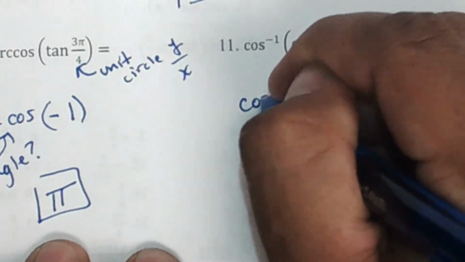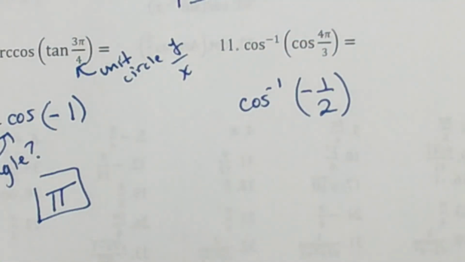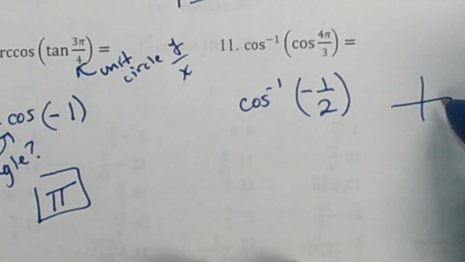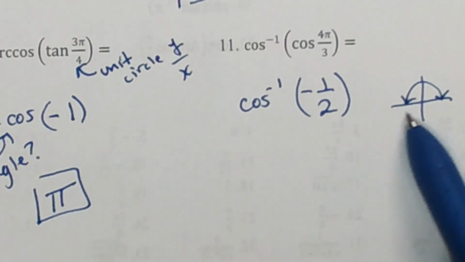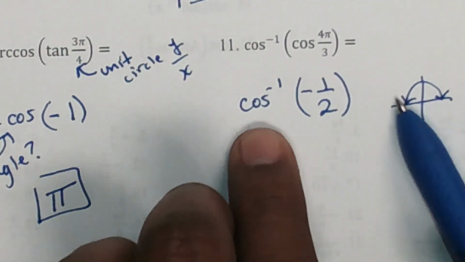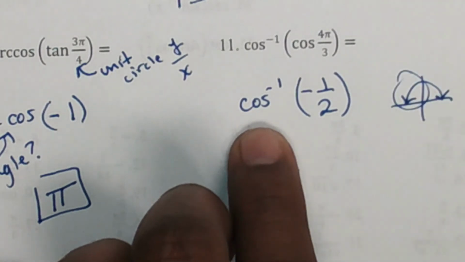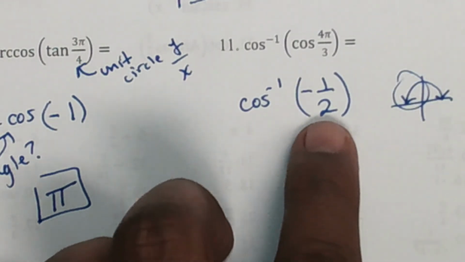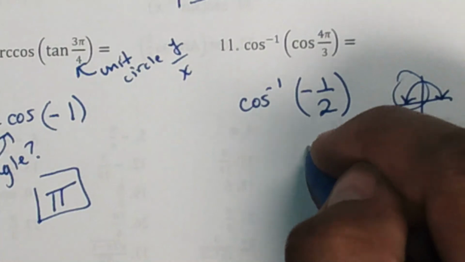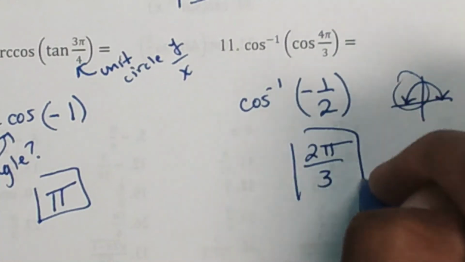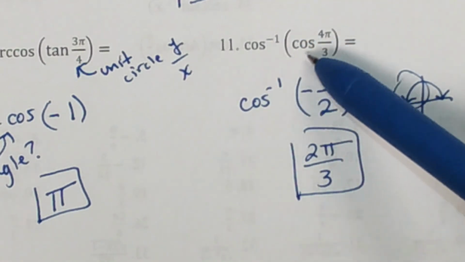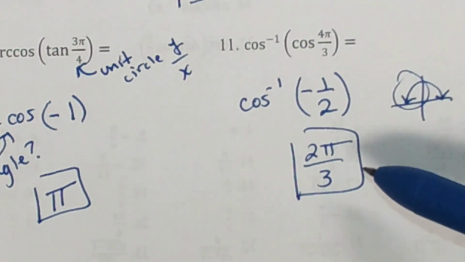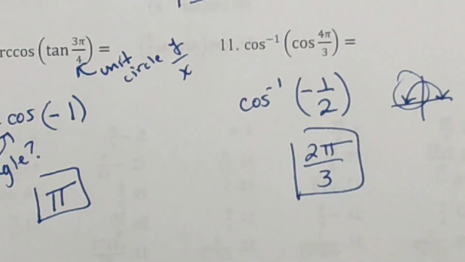Then the question is, what is cosine inverse of negative 1/2? Now, cosine inverse deals with the top rainbow. 4 pi over 3 is in quadrant 3. If I'm doing cosine inverse, my angle needs to be over here in quadrant 2. And where is cosine negative 1/2 in quadrant 2? Well, 2 pi over 3. So understand that these don't cancel off and leave you with 4 pi over 3. Your full answer for this is 2 pi over 3 based on our rainbow values.